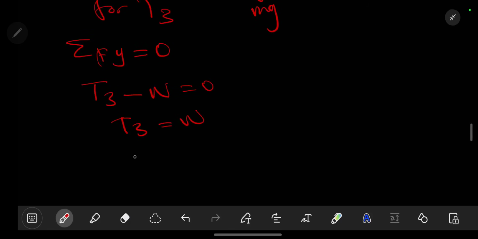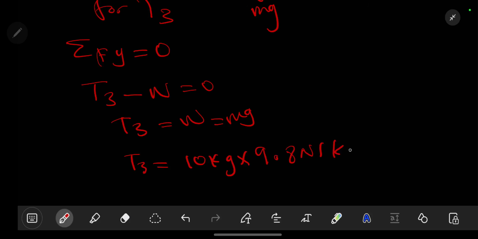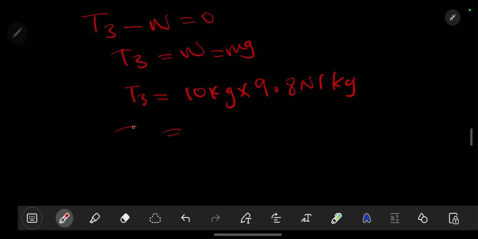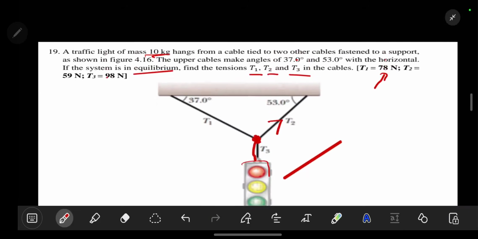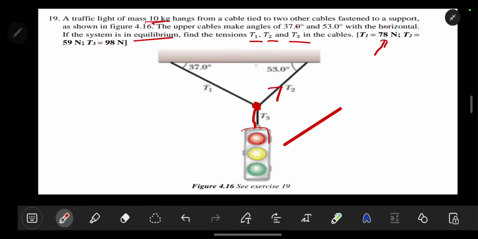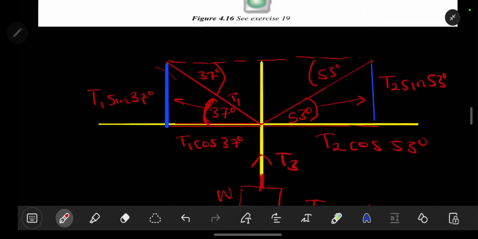So in this case, our T3 should be equal to, we know that the weight is equal to mg, the mass is 10 kg, then we multiply this by the gravity, 9.8 newtons per kg. So if we multiply this, we are going to find that our T3 is equal to 98 newtons. So tension is the force. We have calculated the tension there. Then when we calculate the tension there, we are now going to find our T2. So how do we find our T2?